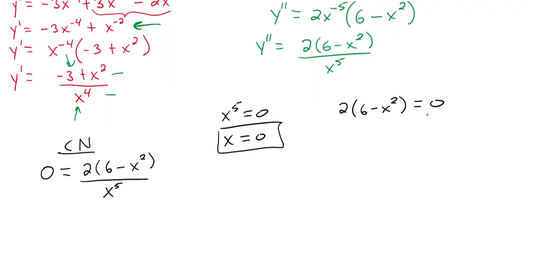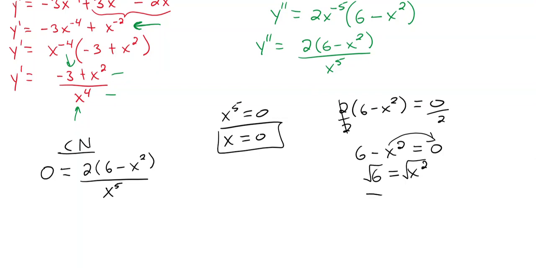Okay, so if I start solving for this, I can divide by 2 on both sides pretty quickly and get rid of that 2. So now I've got 6 minus x squared is equal to 0 still. I will take this x squared and bring it over to the other side of the equation. So now we have 6 is equal to x squared, and then take the square root of both sides. So we get the square root of 6 is equal to x.